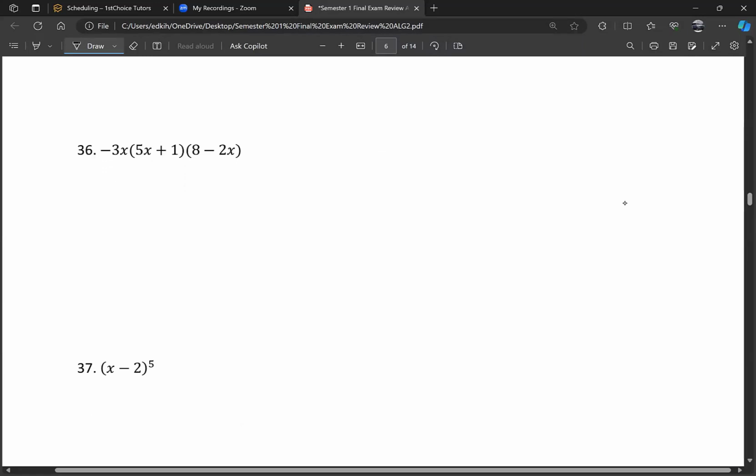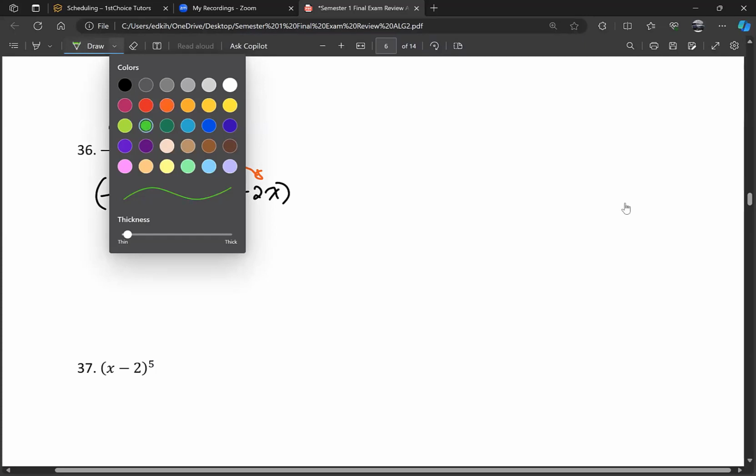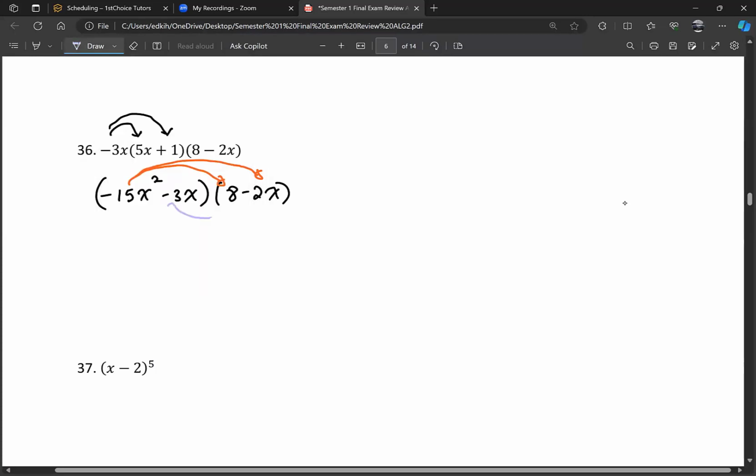So here we're once again distributing. So negative 3x times 5x, negative 3 times the 1. So this becomes negative 15x squared minus 3x as our first parenthesis. And then there's another one, 8 minus 2x. Now we're going to have to FOIL here. So we're going to take this times this times that. Once we've done that, we'll then come back and do this part. This times this times that.